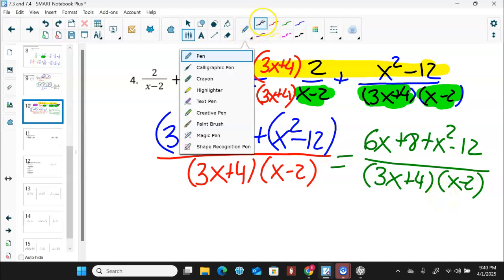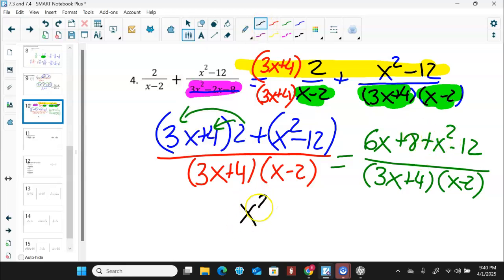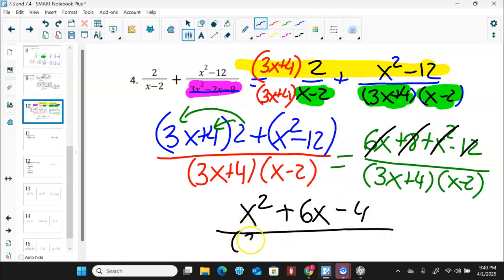Now for the top, we are going to combine like terms. I got only 1x squared. Okay. I got 16x. And I got 8 and negative 2, which is going to give me negative 4 over 3x plus 4 and x minus 2. And you're done right here.